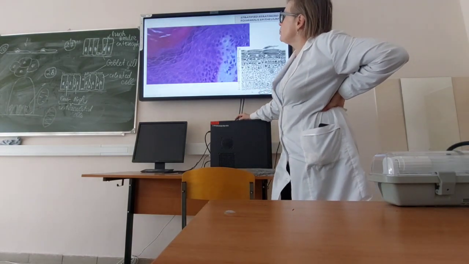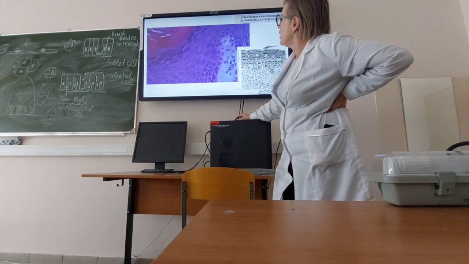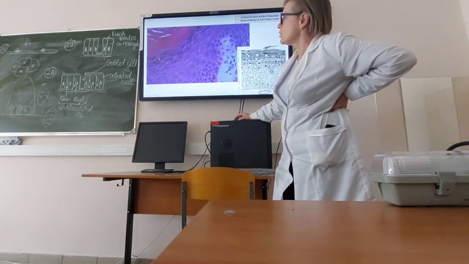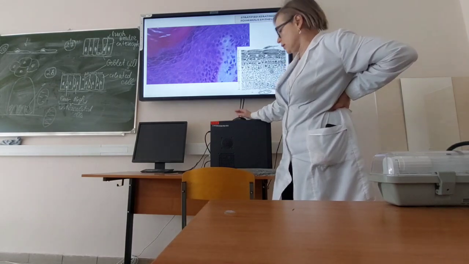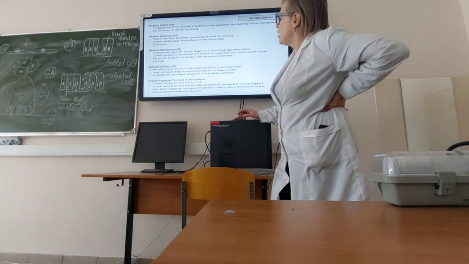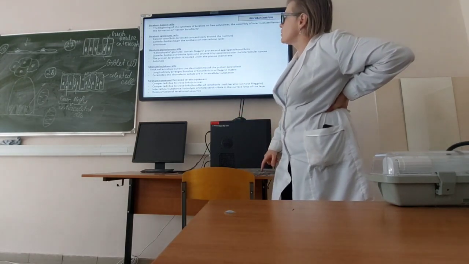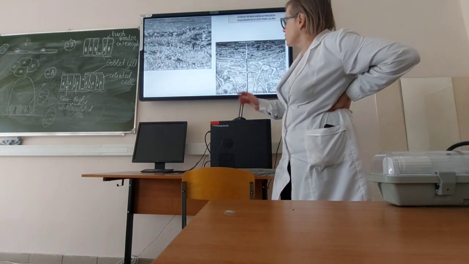Here we can see part of the epithelium, stratified, keratinized. Basal layer, spinosal. Here we can see several layers of cells with granules inside. This is the granular layer, this lucidal and corneal. This is the process of keratinization, you can read later.